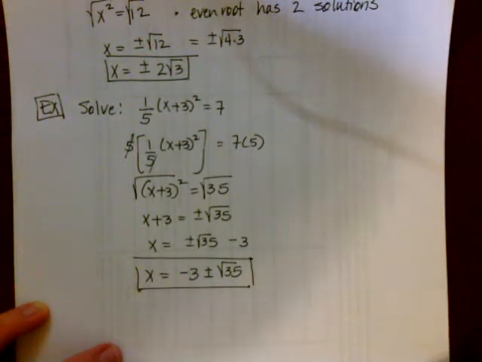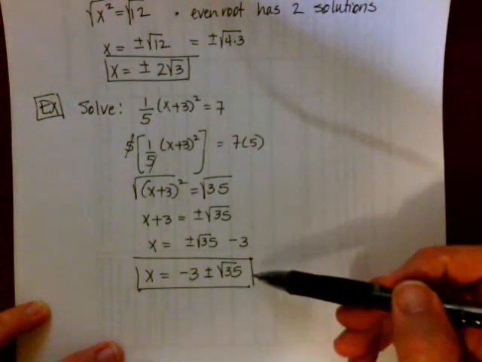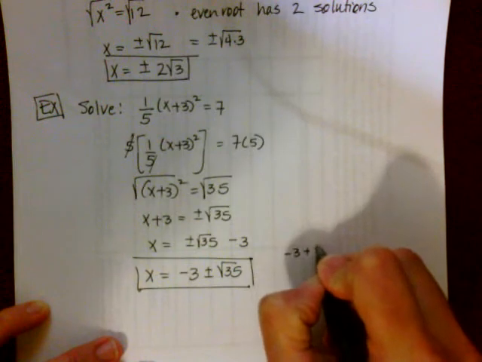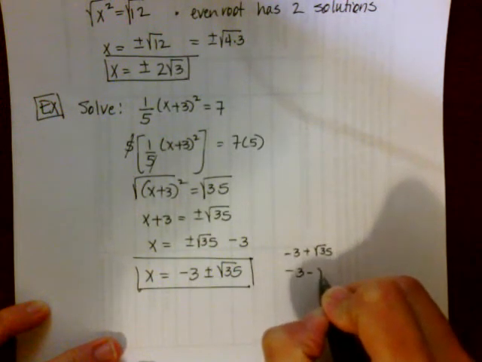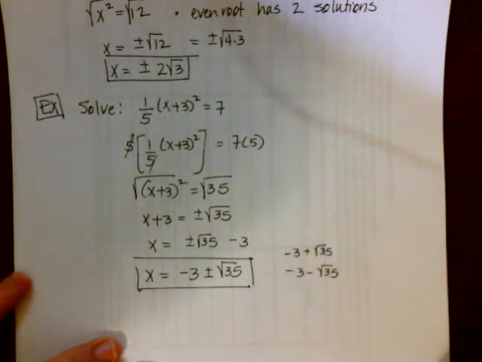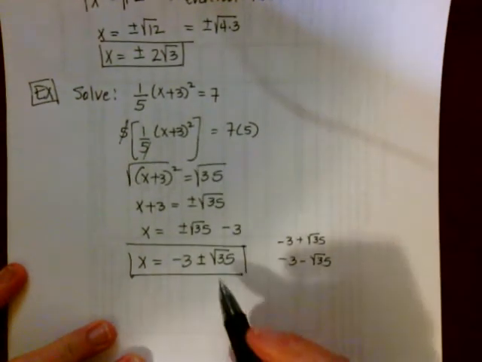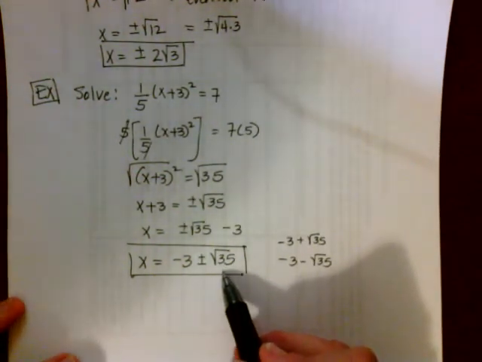And that would be my two solutions because it's a second degree polynomial. I still have two. I have technically a negative 3 plus radical 35, and I have a negative 3 minus radical 35. You do not need to get a decimal equivalent. This is fine. This is actually the best kind of answer you can have.